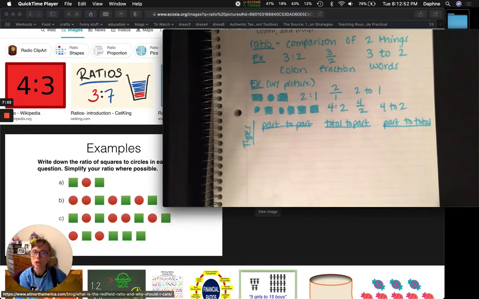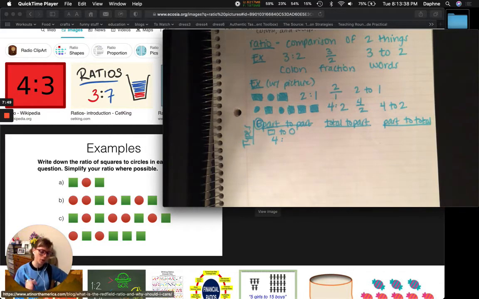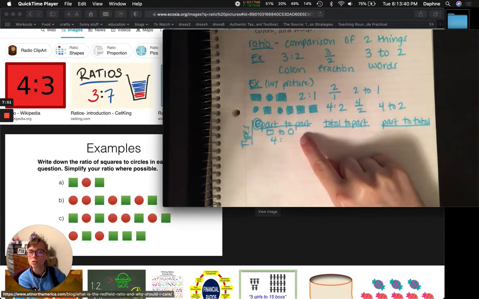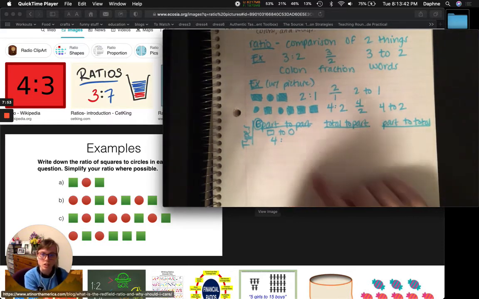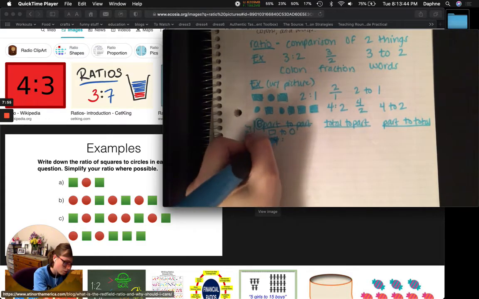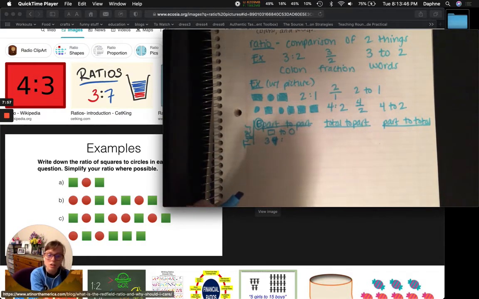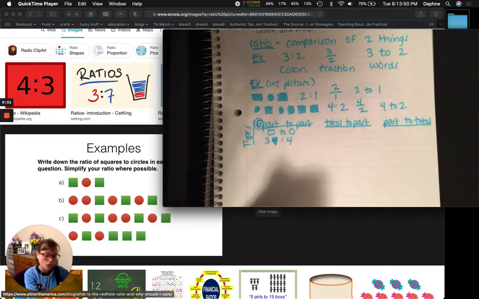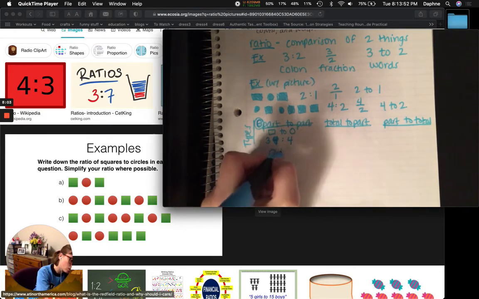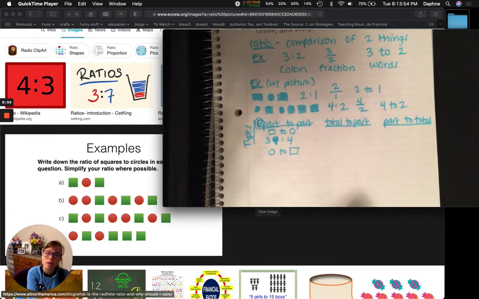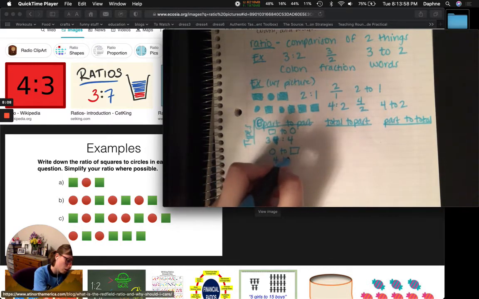Okay, so we're changing to B. On B, I want squares to circles. So I have 3 squares to 4 circles. Okay, I could switch it. What if I did circles to squares? How would my ratio change? It would change to be 4 to 3.